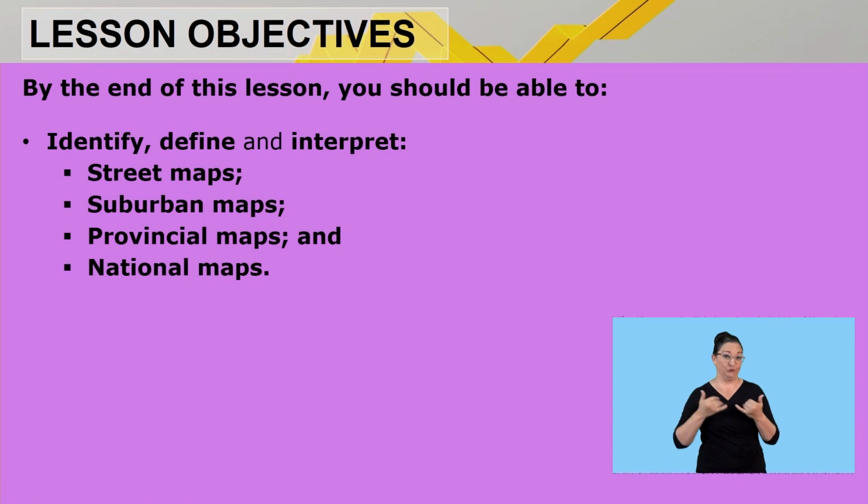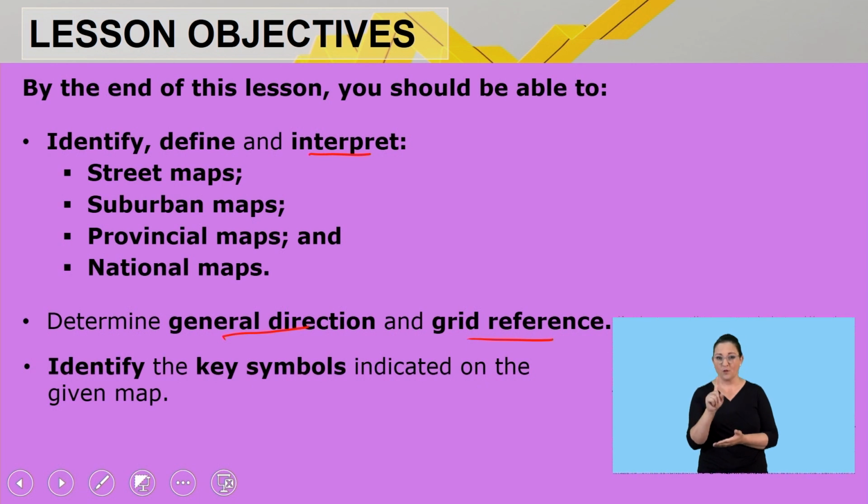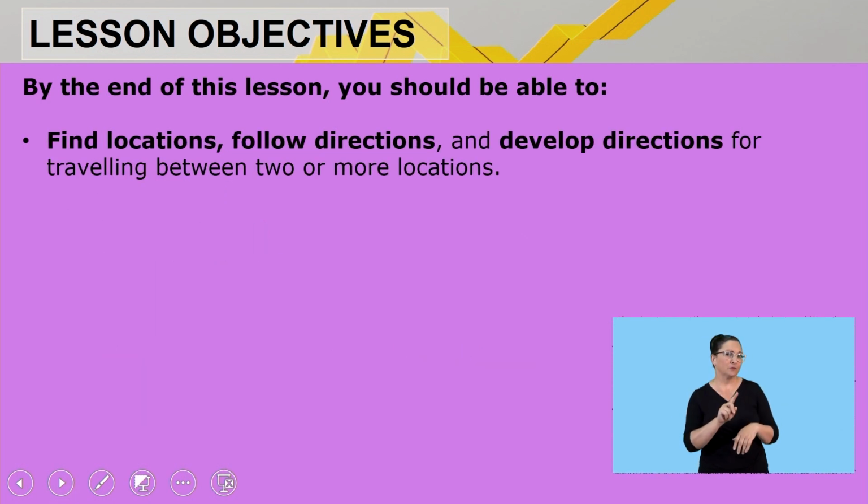Now, what are our lesson objectives? Let us quickly look at our lesson objectives. By the end of this lesson, you should be able to, first of all, identify, define, as well as interpret street maps, suburban maps, provincial maps, as well as national maps. Also important is for you to be able to determine general direction as well as grid reference. You must be able to identify key symbols indicated on the given map. We also want you to be able to find location, follow directions, and to develop directions for traveling between two or more locations.